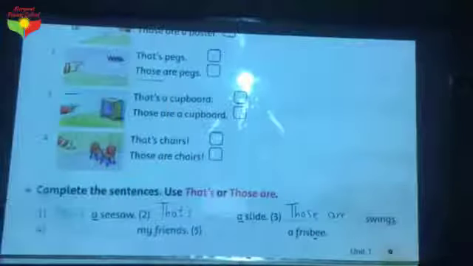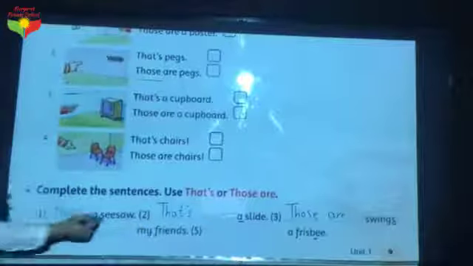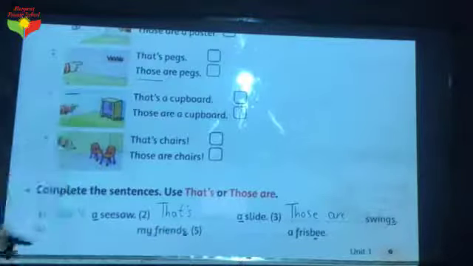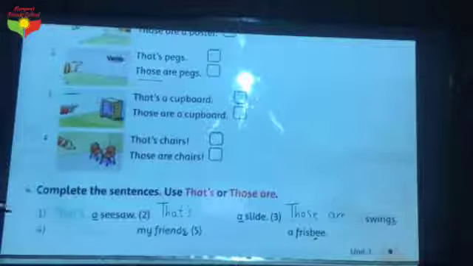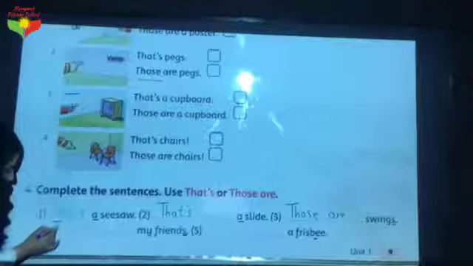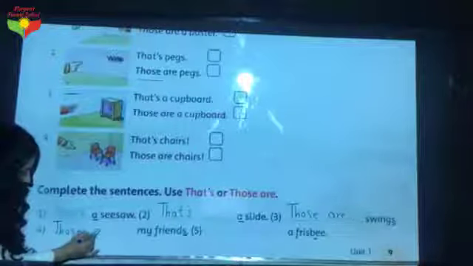Now let's go to the fourth one. My friends. We have this S. It means that we have more than one friend. That is why we have to use those are. Write those are.